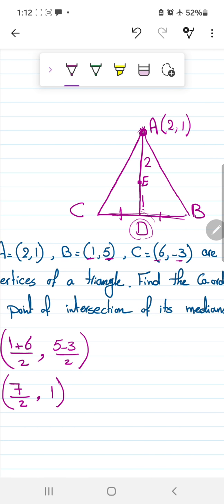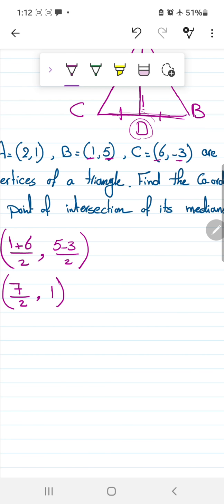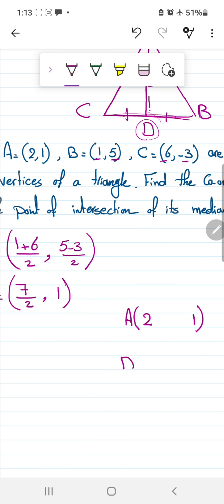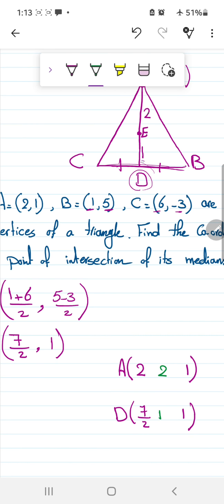Here E is the point of intersection of the medians. It divides AD internally in the ratio 2 to 1. Why 2 to 1? Because we said AD. If we said DA, the ratio would be 1 to 2. Okay? So here we write AD. Here the coordinates of A will be 2 and 1, and the coordinates of D we get 7 over 2 and 1. Write the ratio. The ratio as we said is 2 to 1. Here again, if we said DA, we write 1 to 2, because DA is the ratio from the base.